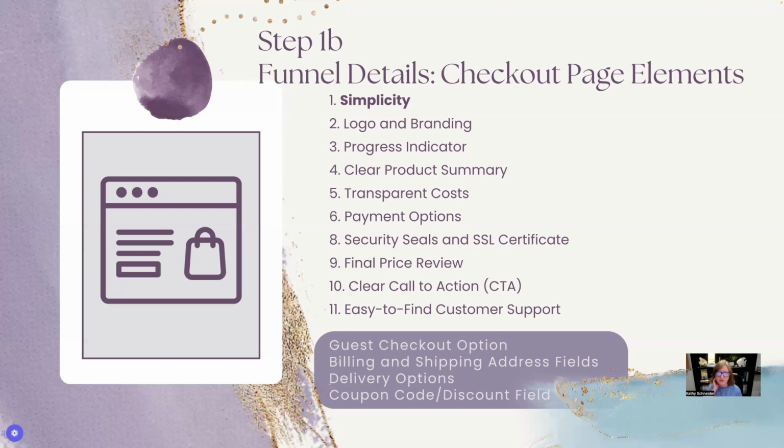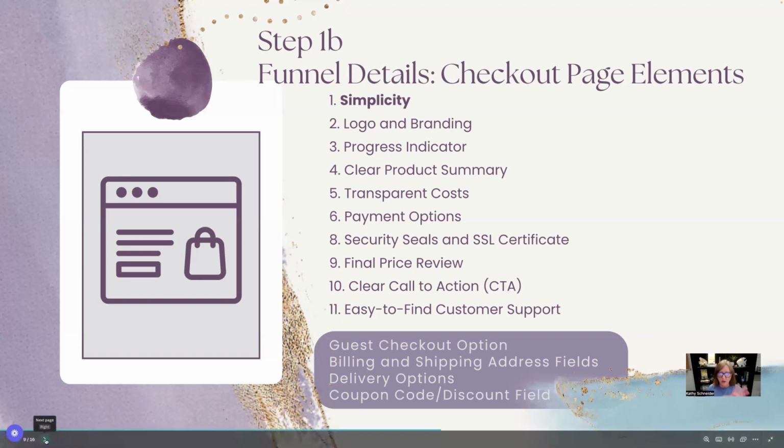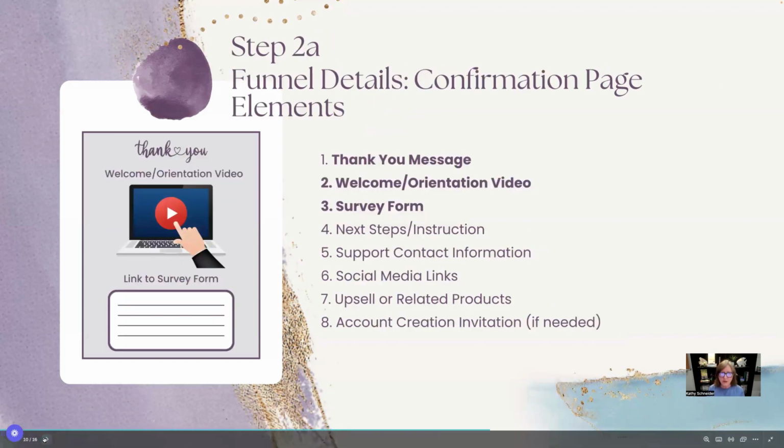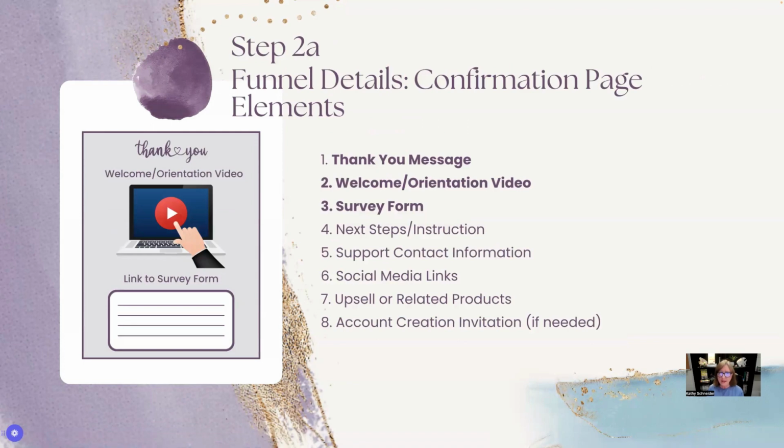Okay. So there's just a few pieces here that need to be on there. It needs to be very, very transparent when it comes to the cost. Yes, you can give a clear product summary so they know exactly what they're getting. Their payment options. Excuse me. Do you offer PayPal? Or do you not? If you don't, that's fine. You just got to give them those options. So these are the things that you want on that checkout page. And then step 2A, funnel details, the confirmation page.